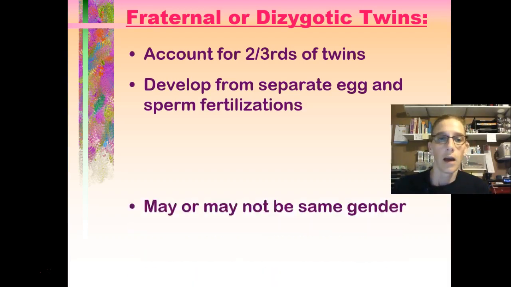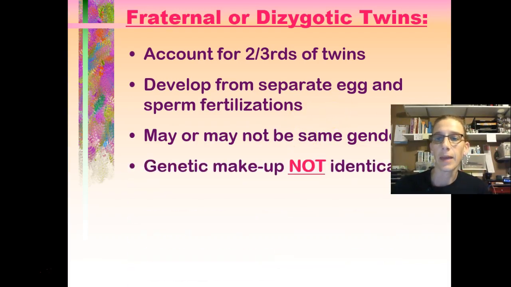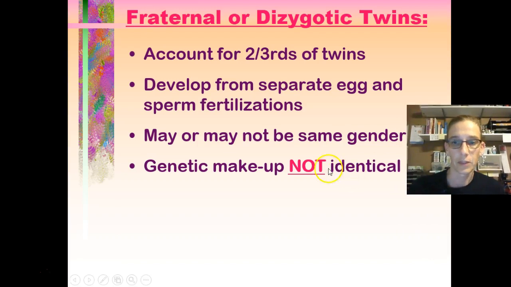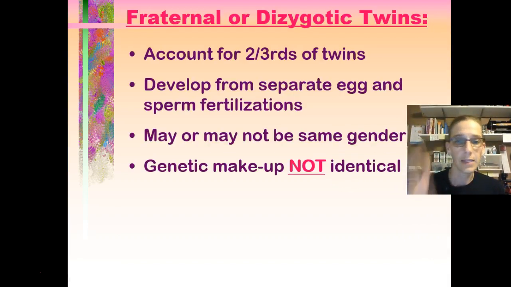Okay? They may or may not be the same gender. Their genetic makeup is not identical. They're just like any other siblings. Okay, so these babies have 2 amnions and 2 chorions. So they each have 2 separate, distinct sacs. Okay, my brother has fraternal twin boys who are 5 months younger than my twins, who are identical.